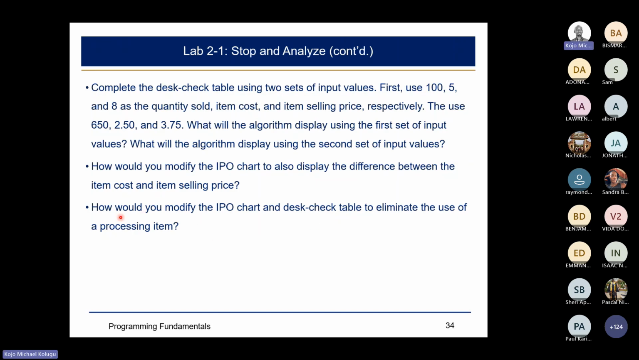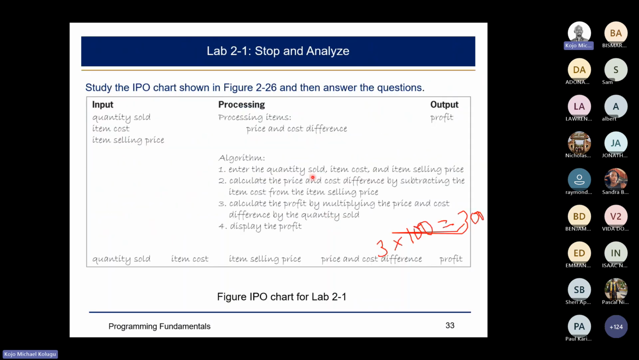And it also goes on to say, how would you modify the IPO chart and the DEX chart table to eliminate the use of processing item? Modifying the IPO chart so that you would eliminate the use of processing item. So let me go up here. So how would you modify this?